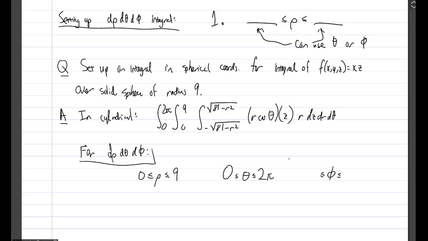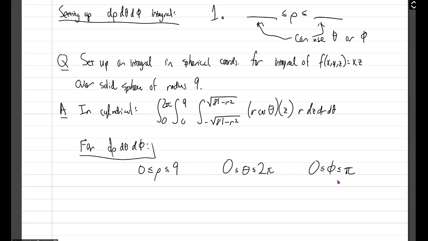And then phi, well, we want the entire sphere, right? So 0 to pi. These are all the possible values. Recall that phi goes between 0 and pi only. You can't have phi larger than pi. And we'll see in a moment what happens if we don't have phi going from 0 to pi. And then what about the function? It was x times z, and if we take from earlier, x was rho times sine of phi times cosine of theta, and then z was rho times cosine of phi.